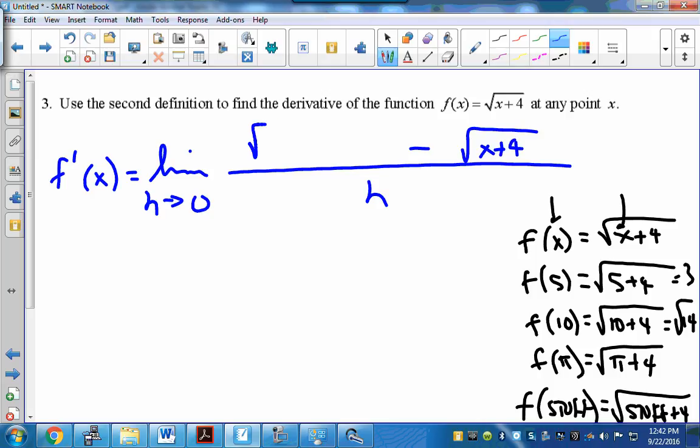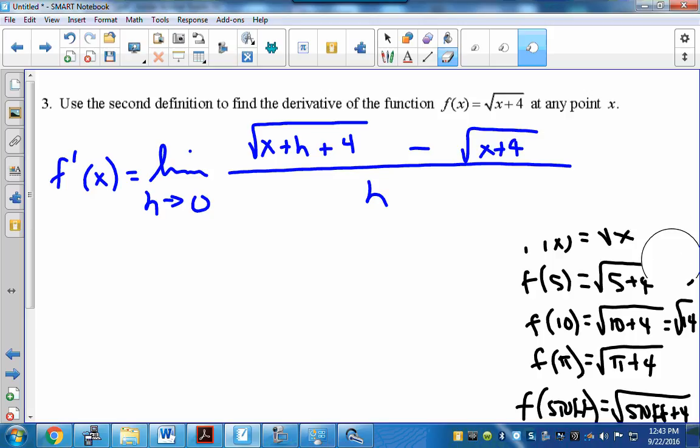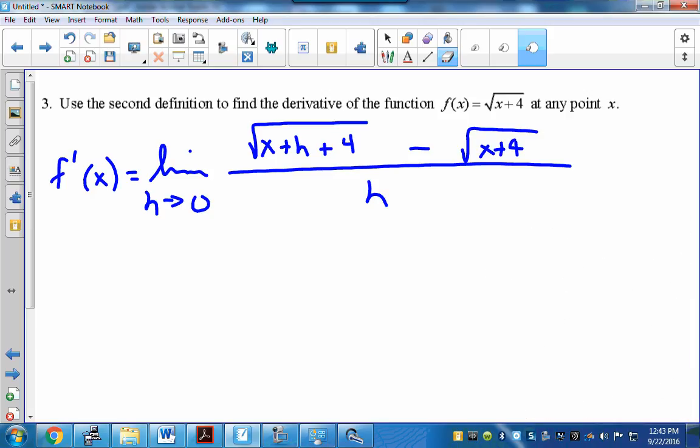This is the square root of x plus h plus 4, and that's the limit we have to work. Now, if you notice, if you plug h equal to 0 in here and here, you get the square root of x plus 4 take away the square root of x plus 4, which is 0, and over 0. 0 over 0 is not the answer. We have to do something with this limit so that we can actually work it out.